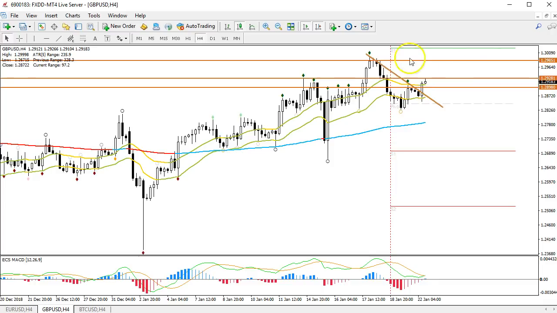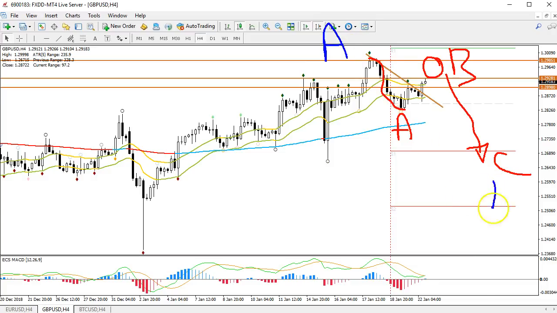Alternatively, if price is going to bounce at this resistance zone, then a bigger A, B, C correction pattern is probable. We have a wave A here probably. This could complete the wave B, and up it goes for wave C.